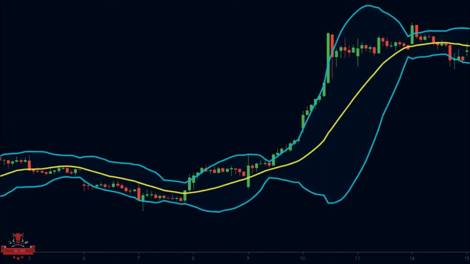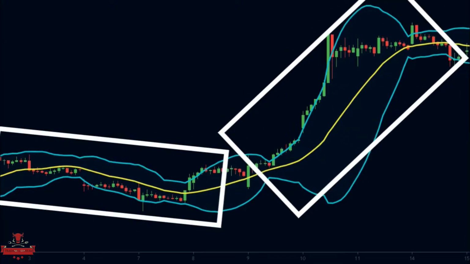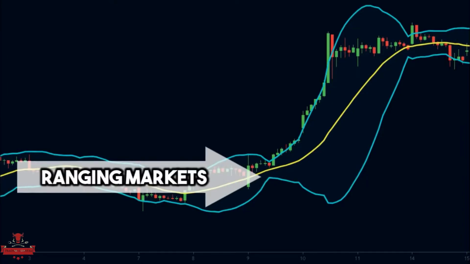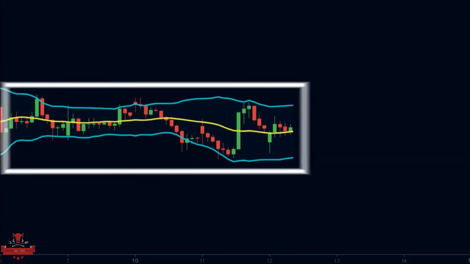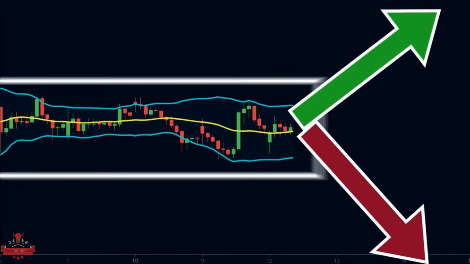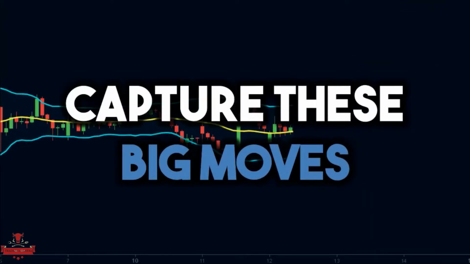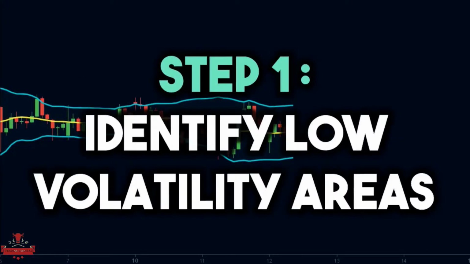This strategy is based on the fact that the market keeps moving from phases of high volatility to phases of low volatility. In other words, the price moves from ranging markets to trending markets. Hence, if we spot a low volatility market condition, we can expect a big move in any direction. Our goal with this strategy is to capture these big moves. For that, the first step is to find low volatility areas.